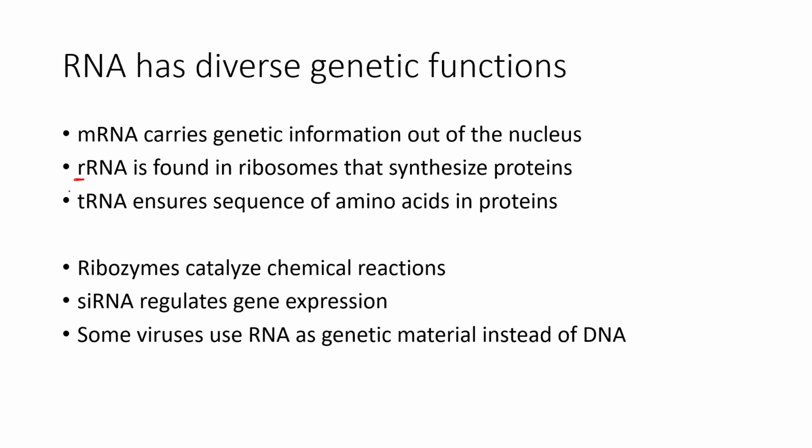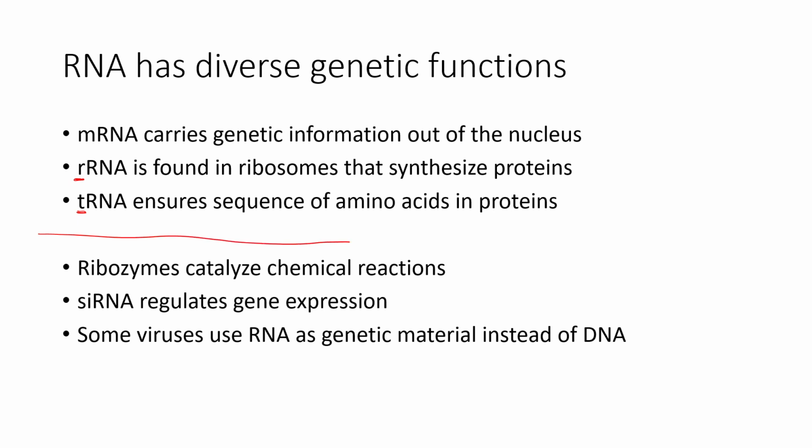The third type of RNA that is really important genetically is tRNA, where the T is for transfer. So this transfer RNA helps to ensure the correct sequence of amino acids within a protein. And the T refers to transfer because it helps to literally transfer on the amino acids when the protein is being built up.